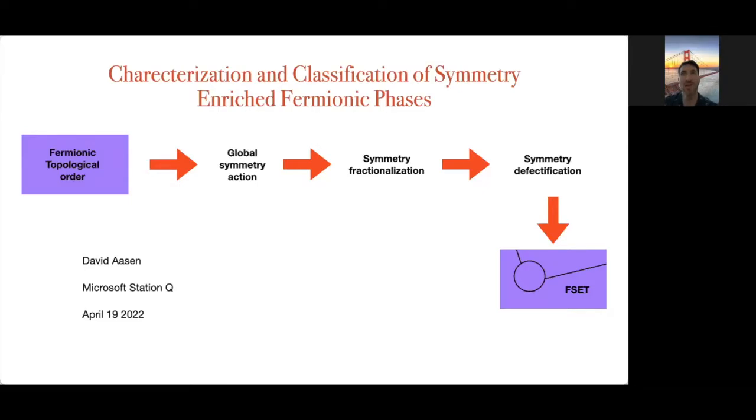And after his PhD, he moved on in 2018 to Microsoft Station Q, which is in Santa Barbara, as a postdoctoral fellow. And that was a joint position with the Kavli Institute, KITP, in Santa Barbara. And I just learned that Dave will be a permanent staff at Station Q. Congratulations. And today, we'll hear about characterization and classification of symmetry enriched fermionic phases. So Dave, the floor is yours.